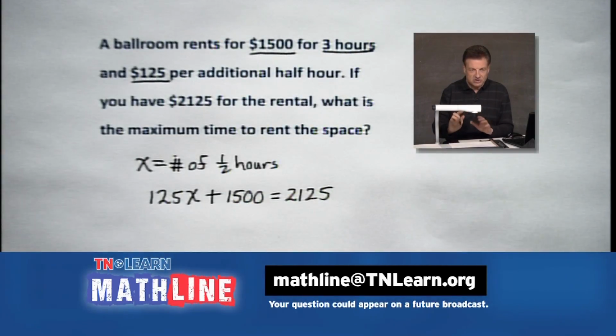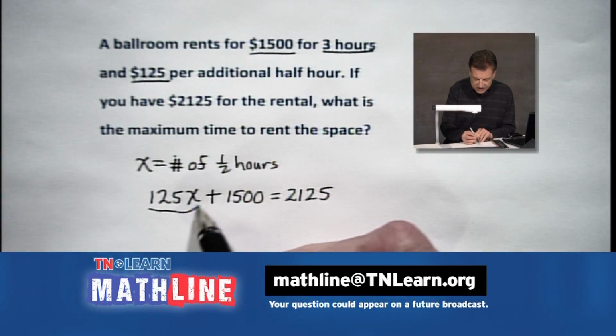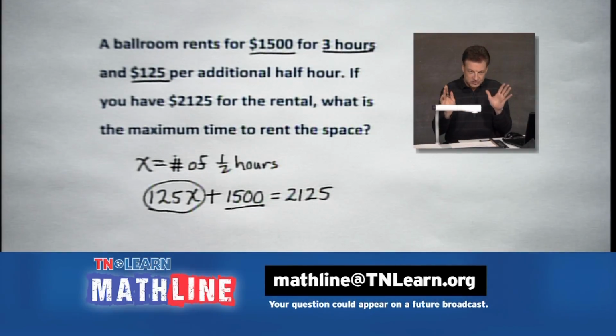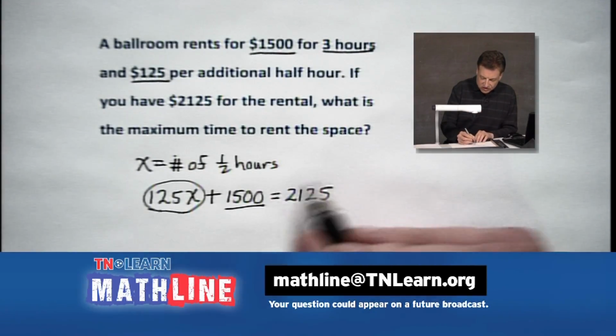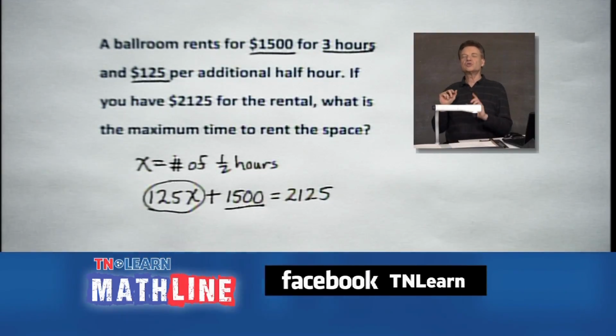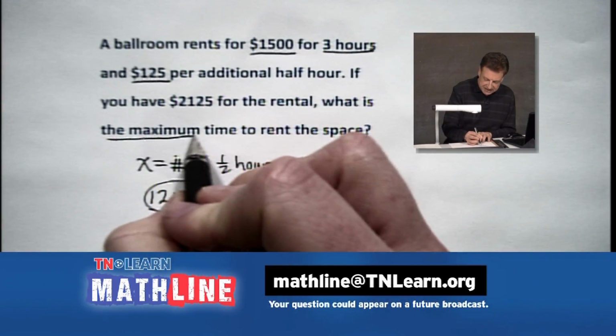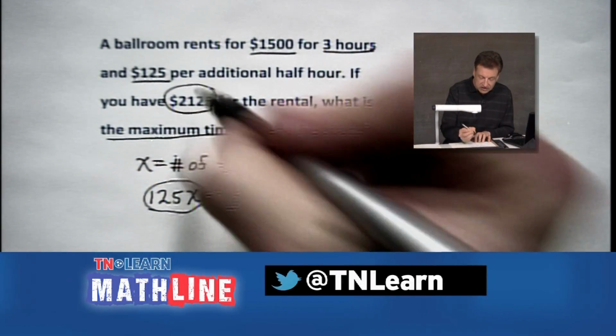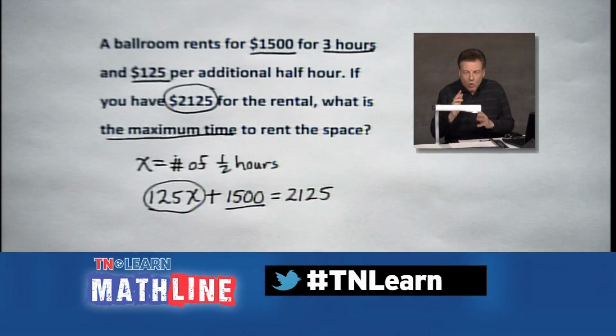Now let's go back and understand what this is. This is that additional time. This is what you're going to pay flat rate no matter what. Those 3 hours are done. And your total you have to spend is $2,125. So what we're going to do is figure out how many half hours, and then we can figure out what's the maximum time when it all boils down to. What are you going to be able to rent that space? How much time for the amount of money you have, which is $2,125.